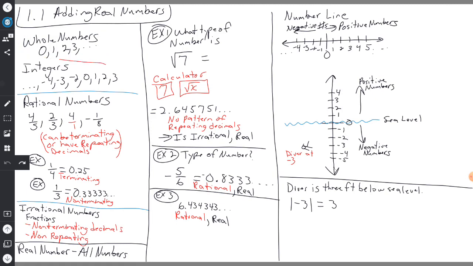Now integers include whole numbers, and they include negative numbers. So -1, -2, -3, and so on. So it includes the negative numbers and the whole numbers portion to it. So that's what makes it an integer, by adding in the negative numbers to it. But again, no decimals with integers.